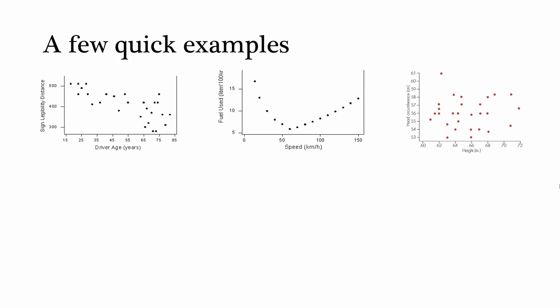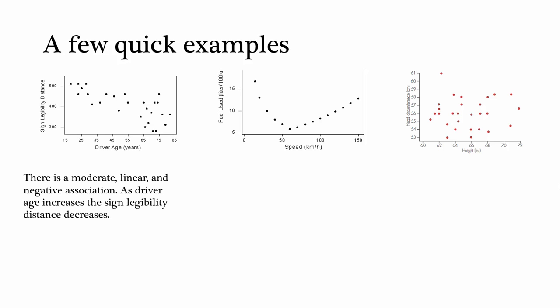Let's just look at a few quick examples before we get back to talking about our trains. So you might want to pause the video and see if you could describe these three relationships. So the first, I would say that as the driver age increases, the sign legibility distance decreases. It looks like we have a moderate, linear, and negative association.